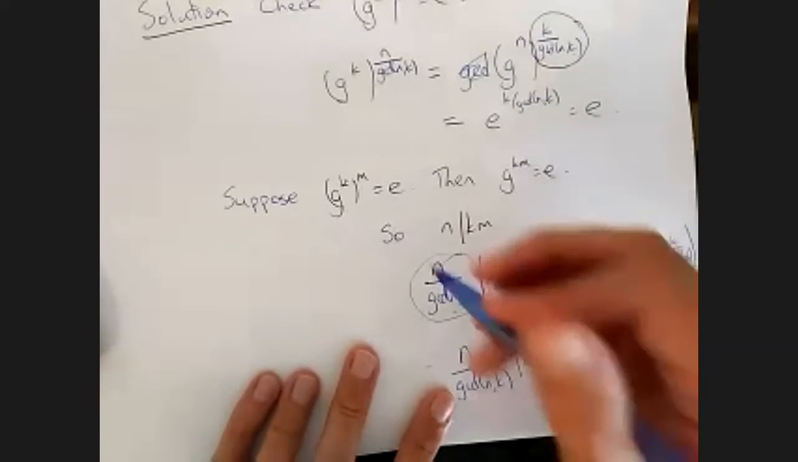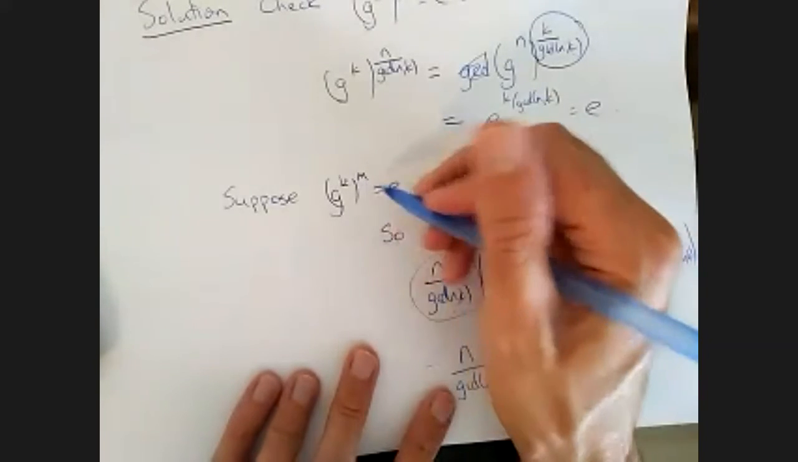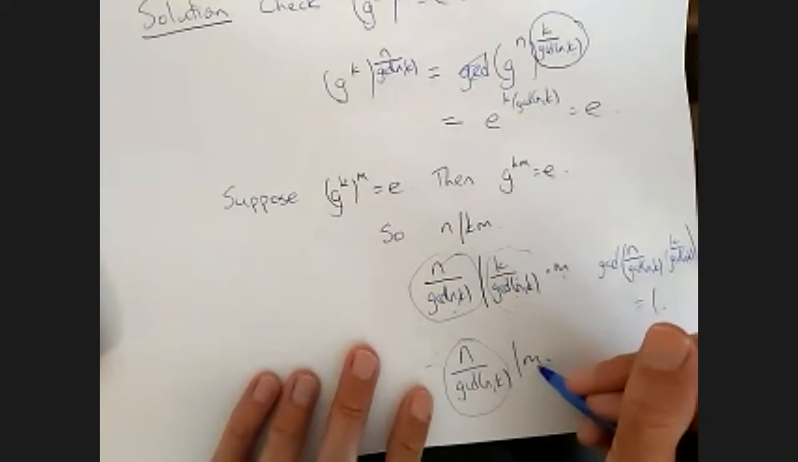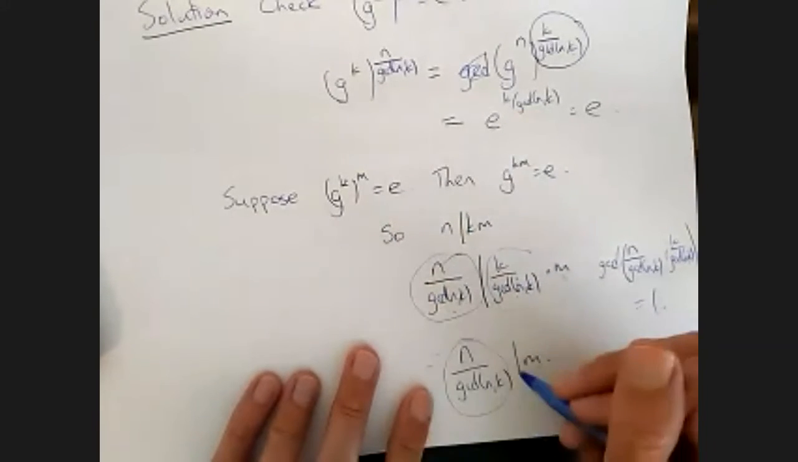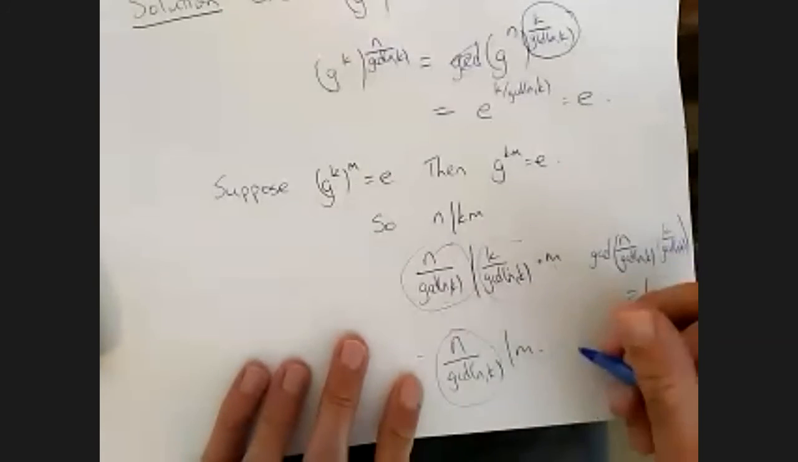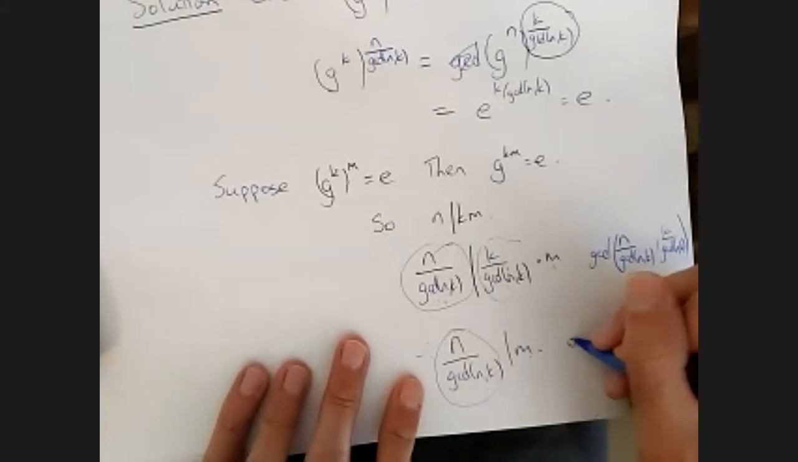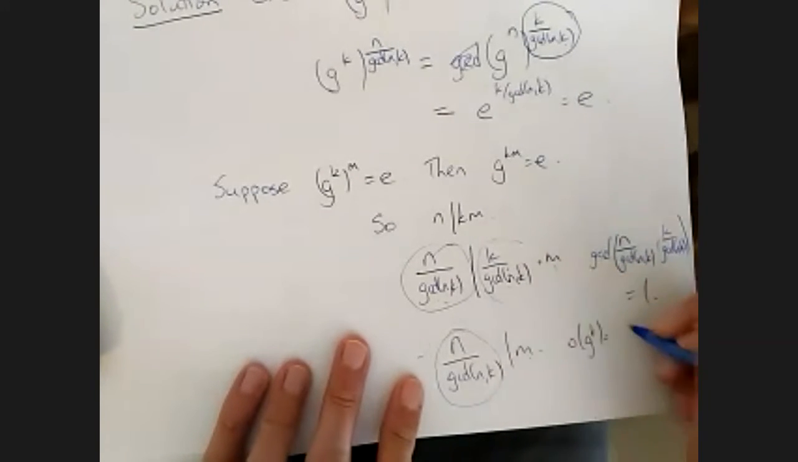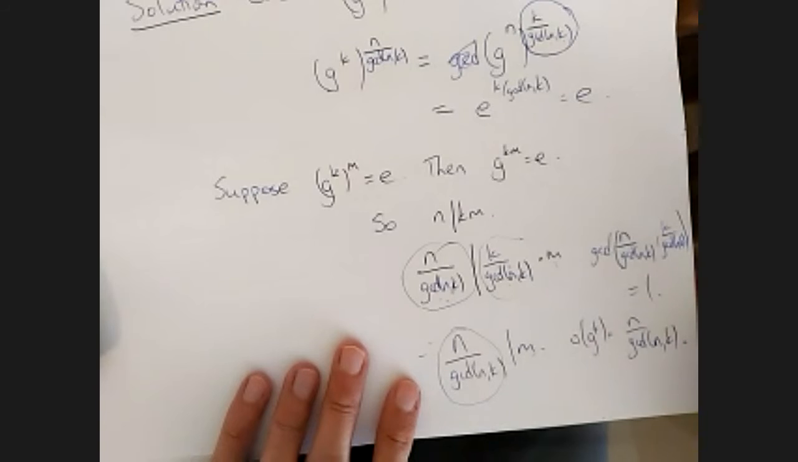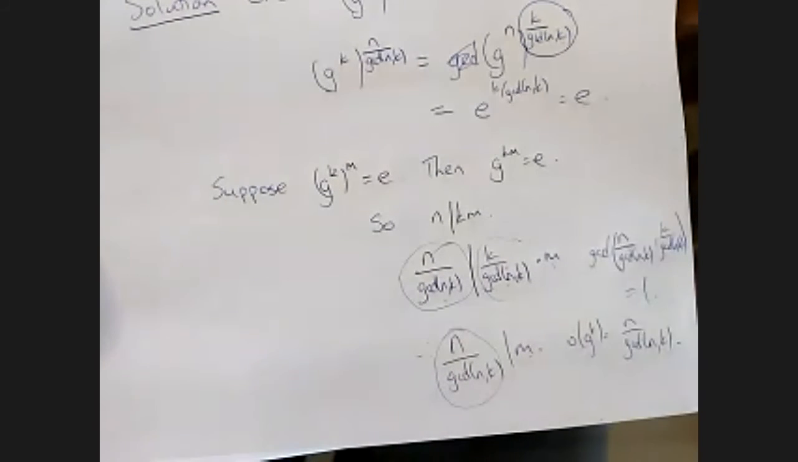So if (g^k)^m is the identity, then our proposed order has to divide m. And also g^k to this power is the identity. So therefore this is really the order of g^k. And I'll say that's not the only way to do it, but that's just one way to do it.